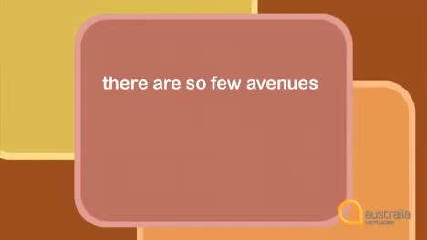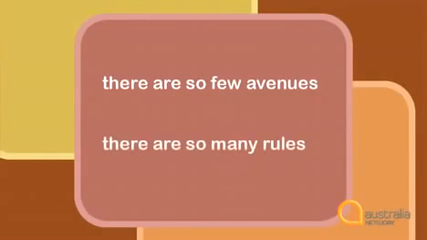There are so few avenues. There are so many rules. You use are with plural subjects and is with singular subjects. There are many rules. There is one rule. What about have or has?